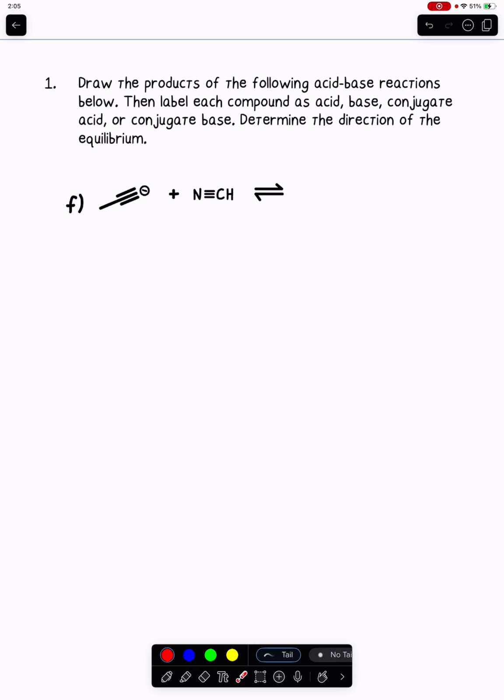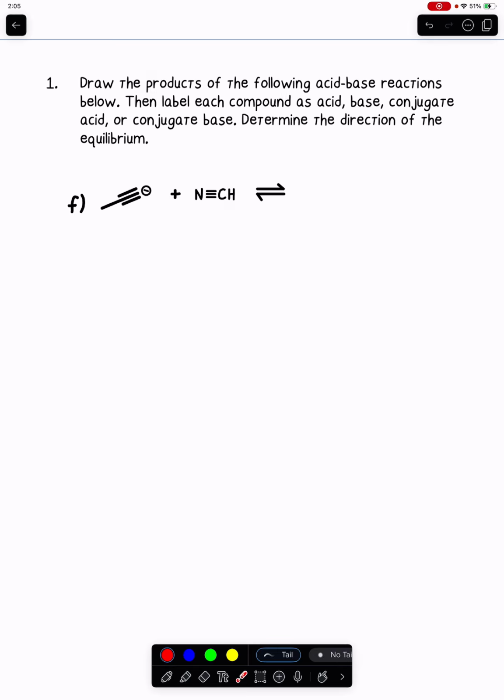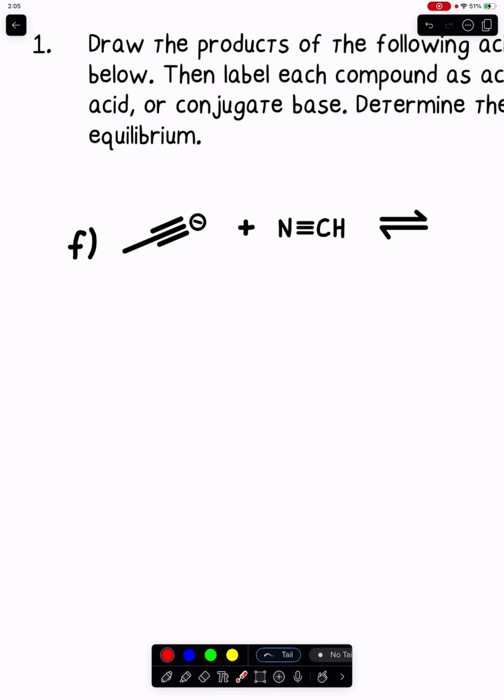So I'm going to start this out the same way. I'm going to figure out which structure here is going to act as the base. Again, it's pretty obvious in this example. Here's our species with negative charge. That's probably going to be our base here, which means this is going to be the acid. So let's just go ahead and label these things: base and an acid.